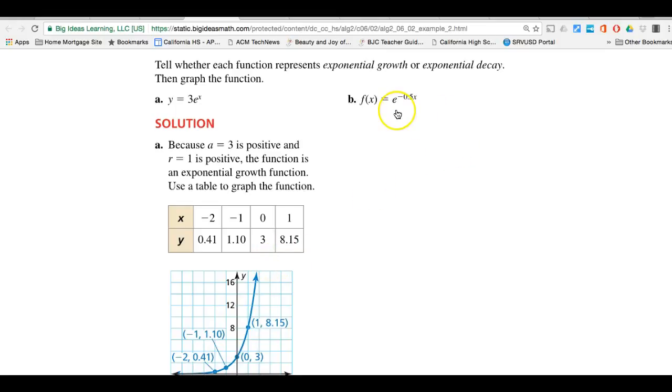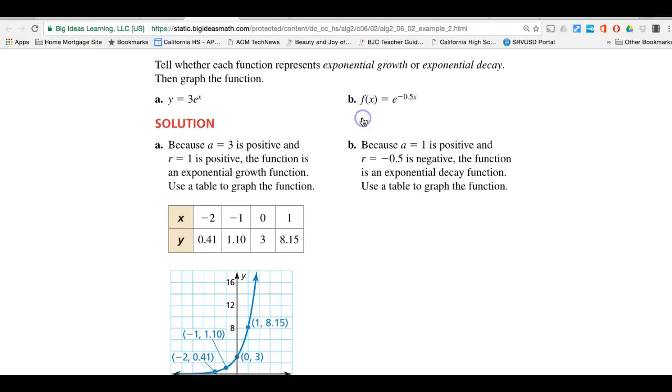Here, we've got e to the -0.5x. Now in this case, our a value is just 1 because there's no number in front of e, and our r value is negative 0.5. So remember, because a is 1 and r is negative, this is an exponential decay function.